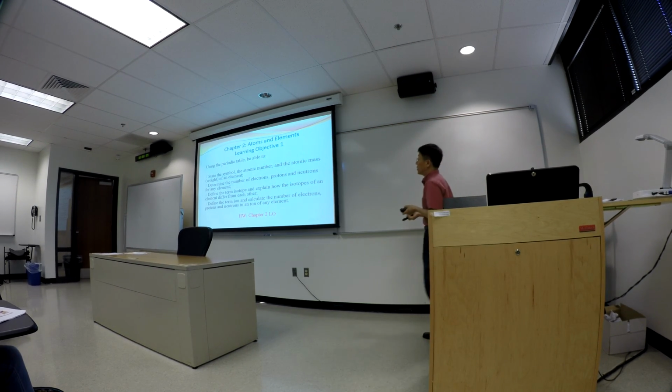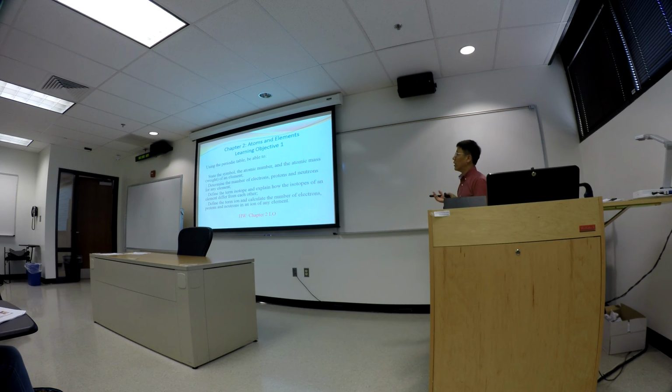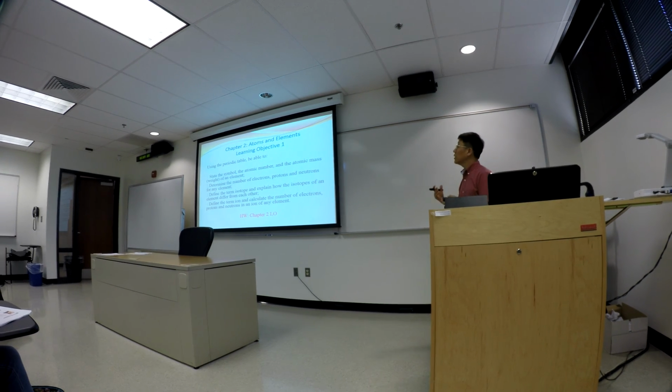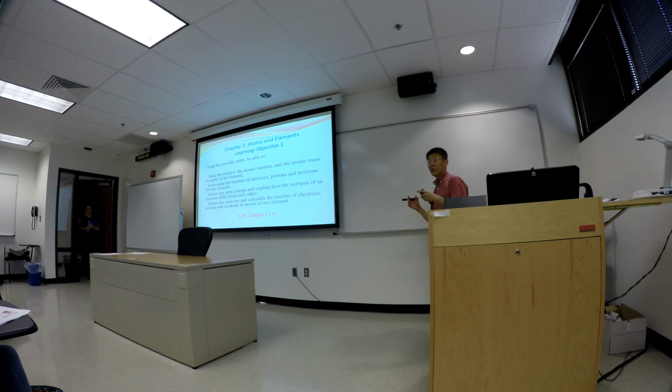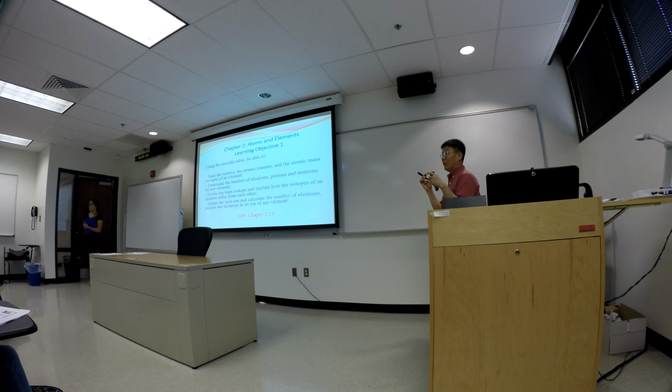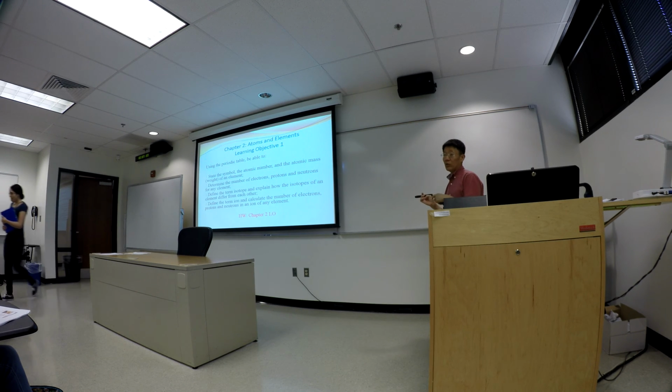So the first learning objective is to give you a periodic table, so that when you look at the periodic table, you will be able to identify the symbol of an element, and understand what the atomic number is, and the relationship between the atomic number, the number of protons, the number of electrons, and the number of neutrons.